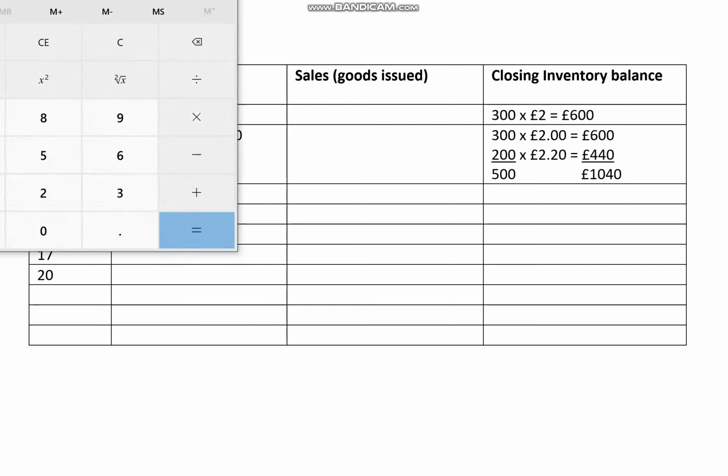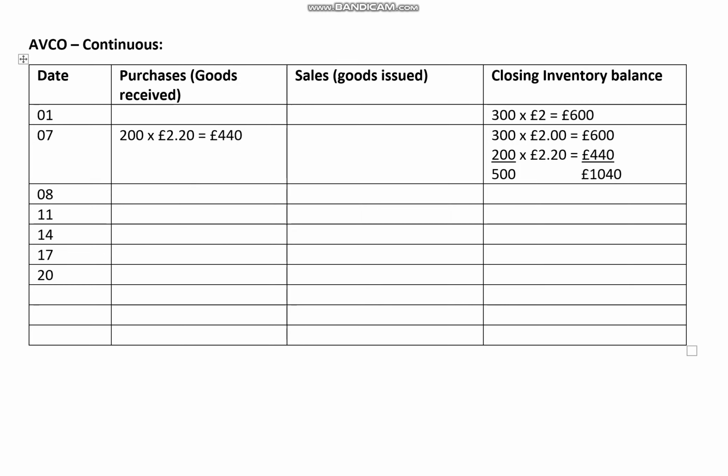So what I'm going to do is divide 1040 over 500 and we will get an average cost, 2.08, which is the average value. Did you see how I calculated? All I did was this £1,040 divided by 500 units, that gave me 2.08. Let me repeat it: 1,040 divided by 500, giving me 2.08. So this is how we calculate the average cost. Now the rest of the procedure will be exactly the same. You just keep on following me and I'll keep on filling in the transactions.